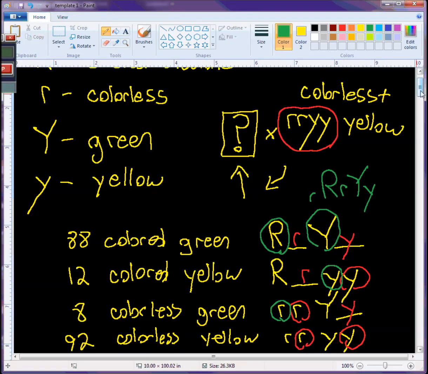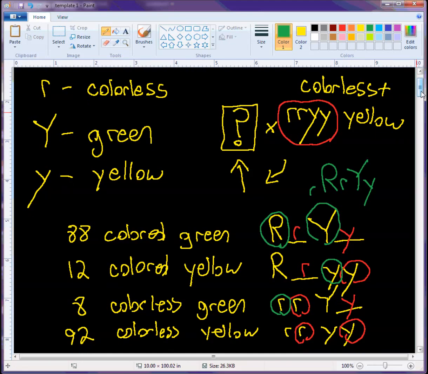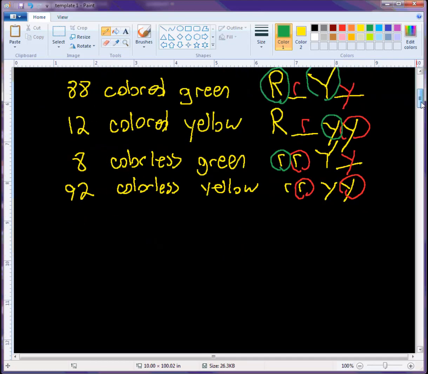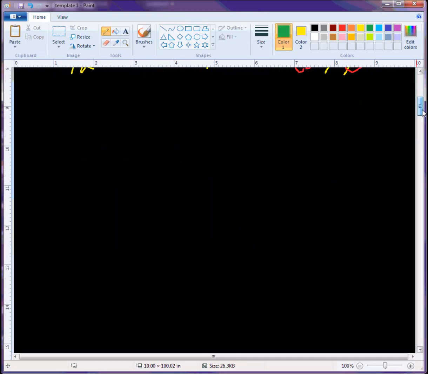So I'm going to make some more room down here. And we figured out that the genotype of the unknown plant is, I'm going to change it back to yellow. I think you can see that better, right?